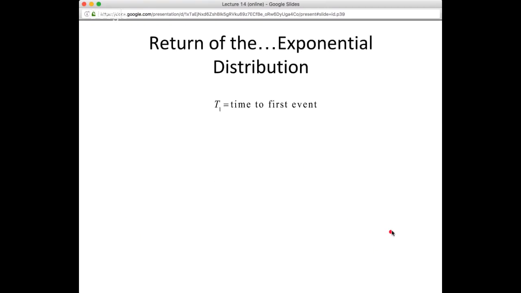Okay, so we have the Poisson distribution, which is kind of like the binomial distribution. Instead of discrete trials, we have a continuous variable that we're evaluating occurrences over, say, time. What is the equivalent of the time to a first event or a first occurrence, just like we had for the geometric distribution when we were looking at trials? Well, that would be the exponential distribution.